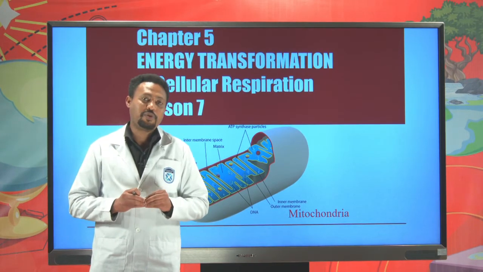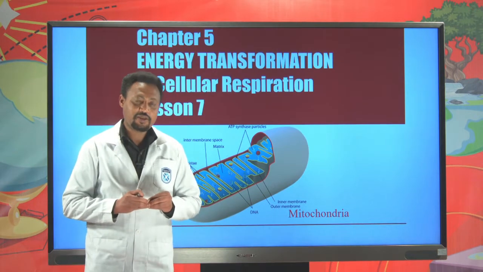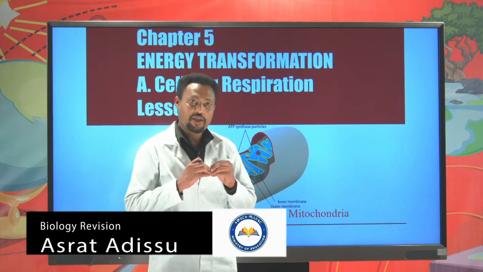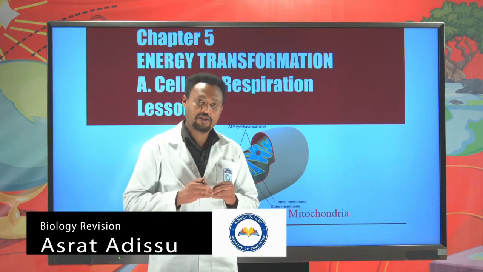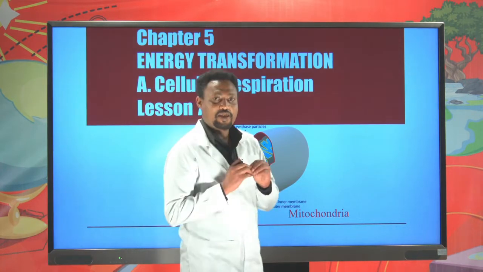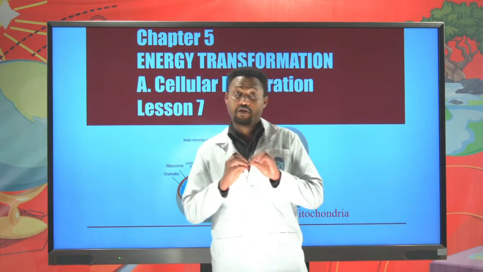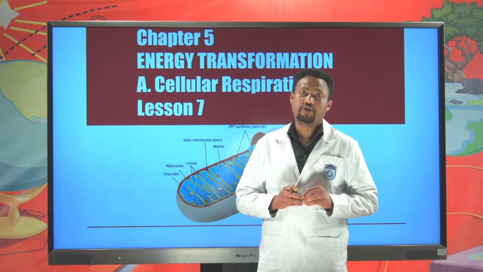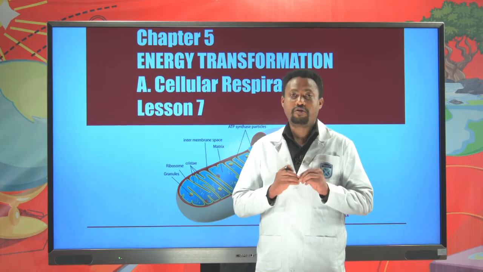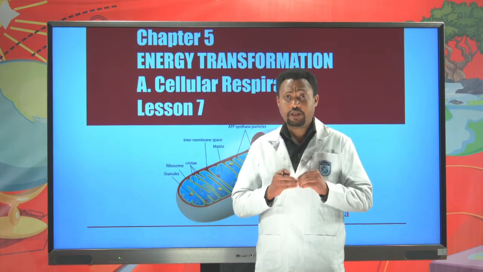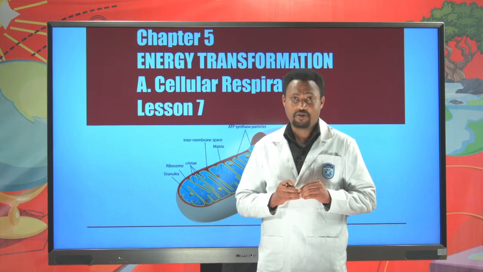The first one was glycolysis, and the next one is the link reaction. The third stage of cellular respiration is the Krebs cycle, or we call it the citric acid cycle, and the fourth stage is the electron transport chain. We also call it, in addition, chemiosmosis.